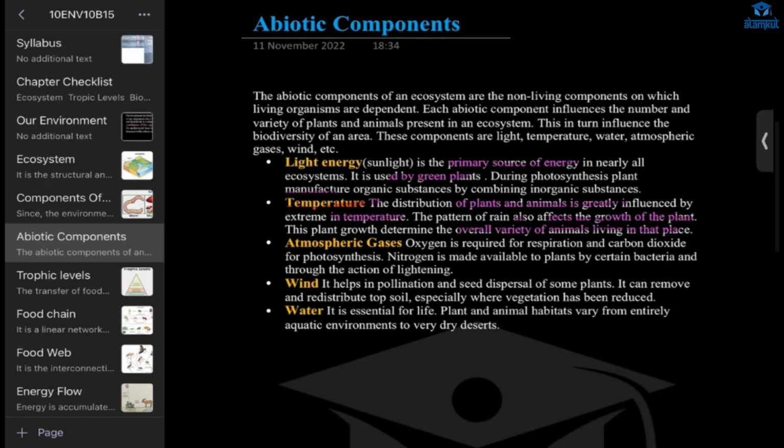Now, atmospheric gases, the gases present in the atmosphere. We have oxygen required for respiration, and carbon dioxide is required for photosynthesis. Nitrogen is made available to plants by decomposers, bacteria, and also by the action of lightning. Wind helps in the pollination and seed dispersal of the flowering plants. We have seen this in the reproduction chapter. Then water is essential for life, for drinking and for all varieties of purposes.